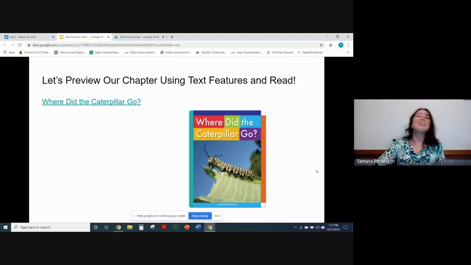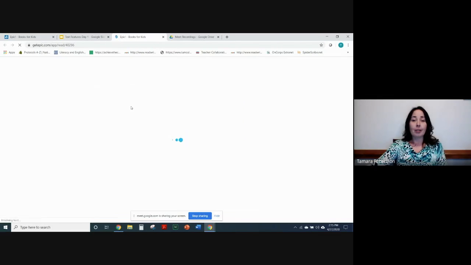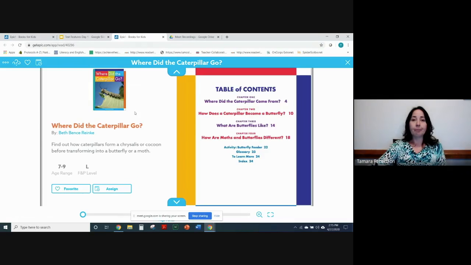Ready? Okay. So the book is called Where Did the Caterpillar Go? So let me click on the link. Again, the title of the book is Where Did the Caterpillar Go? And the author is Beth Rinke. So when we preview a text, the first thing we're going to do is look at the title. And the title is Where Did the Caterpillar Go?